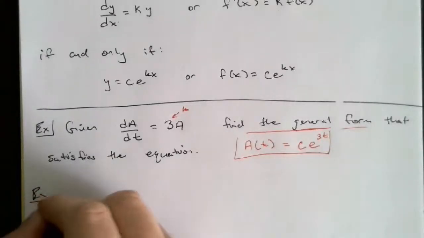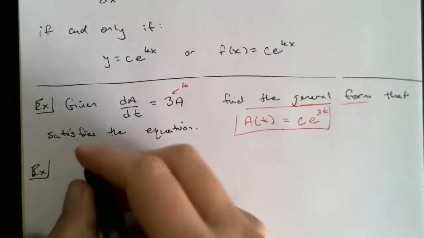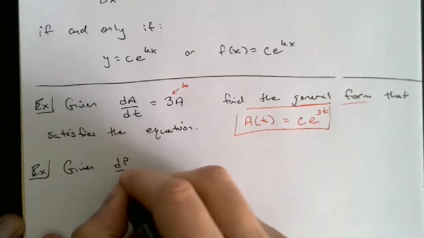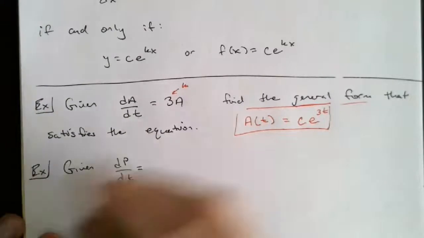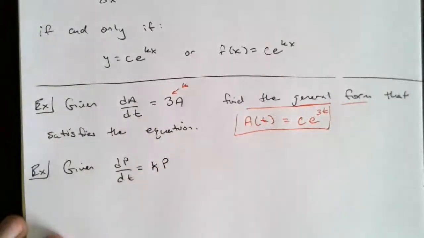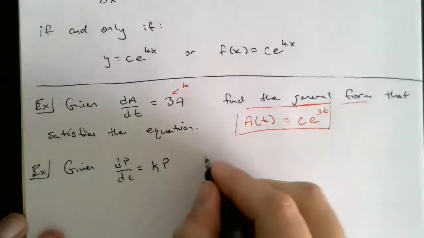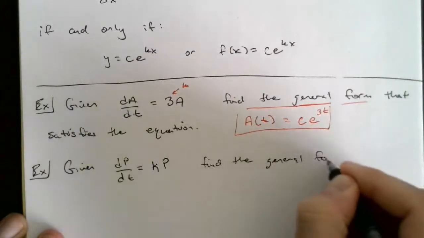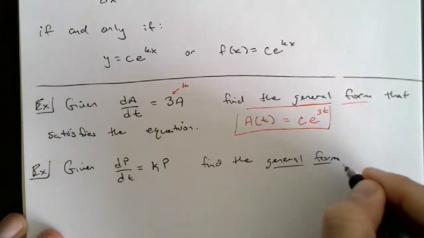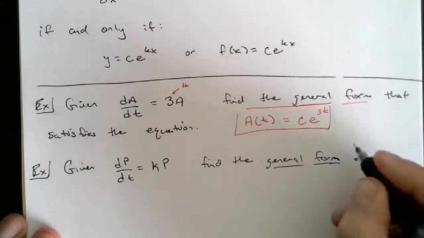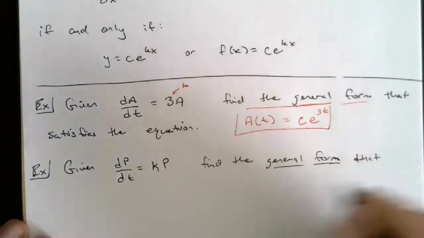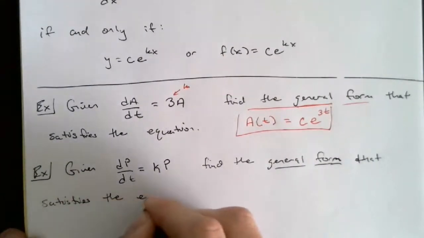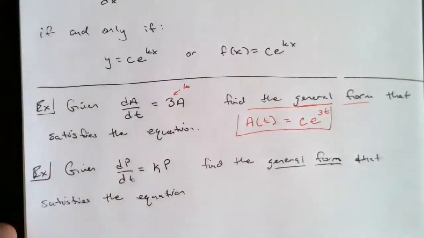If I said, for example, given dp over dt equals k times p, find the general form that satisfies the equation.